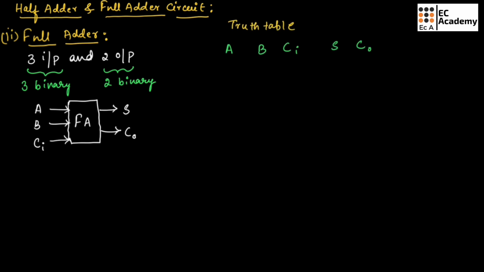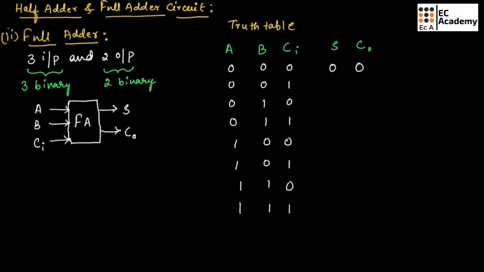Since we are having three inputs, we will get eight combinations of inputs like 000, 001, 010, 011, 100, 101, 110, and 111. Now, if we add 0 plus 0 plus 0, sum will be 0 and carry will be 0.